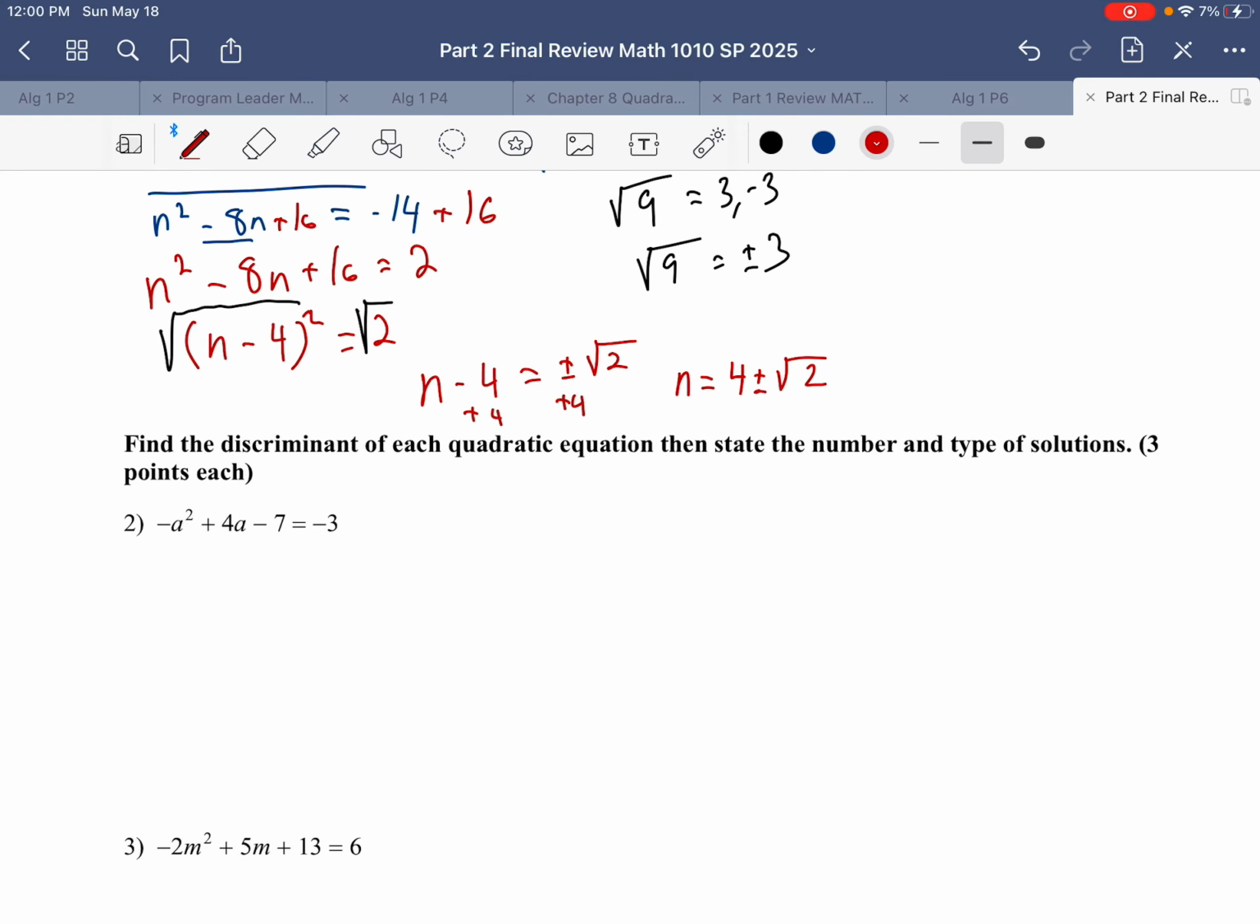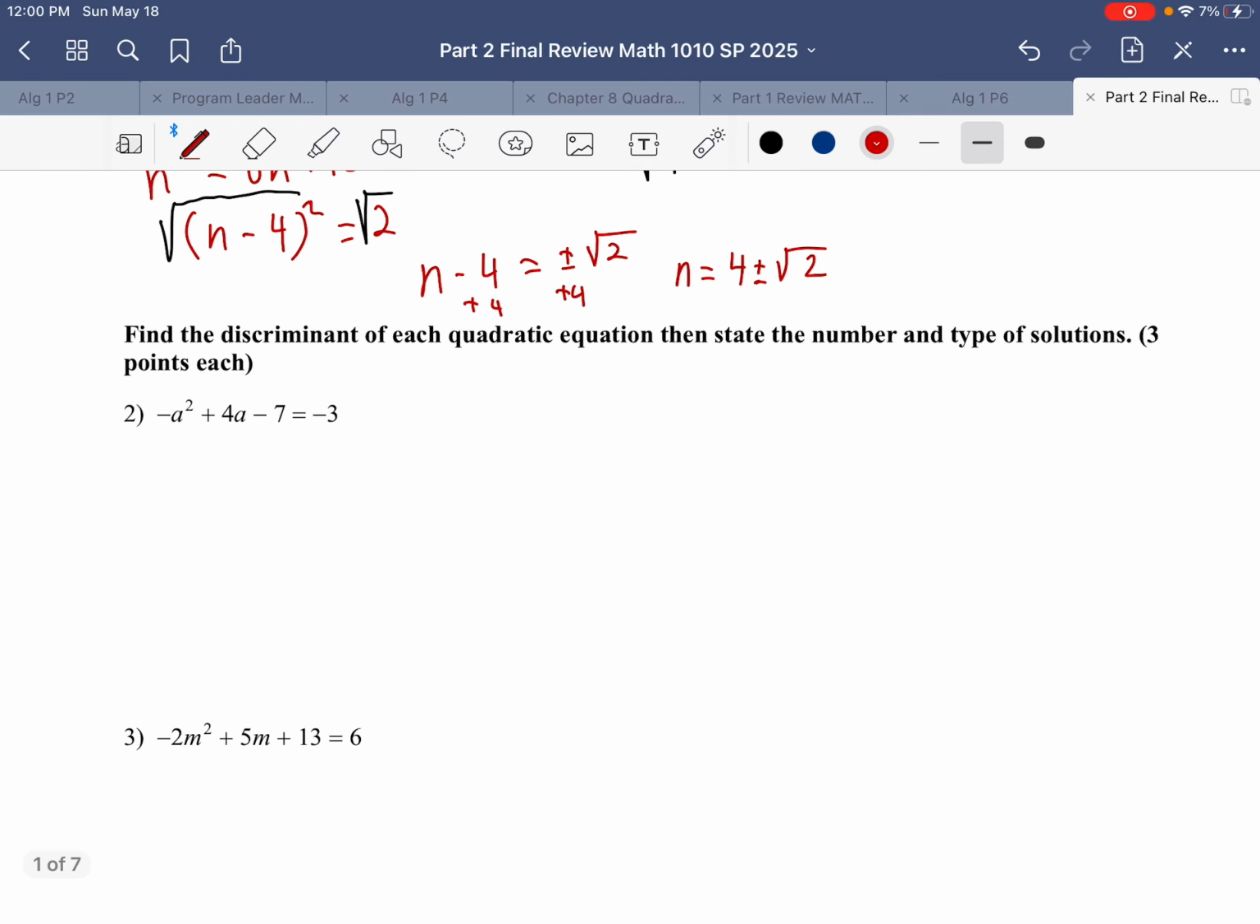For numbers 2, 3, and 4, they're asking us to find the discriminant. So the discriminant is b squared minus 4ac from the ax squared plus bx plus c equal to 0.